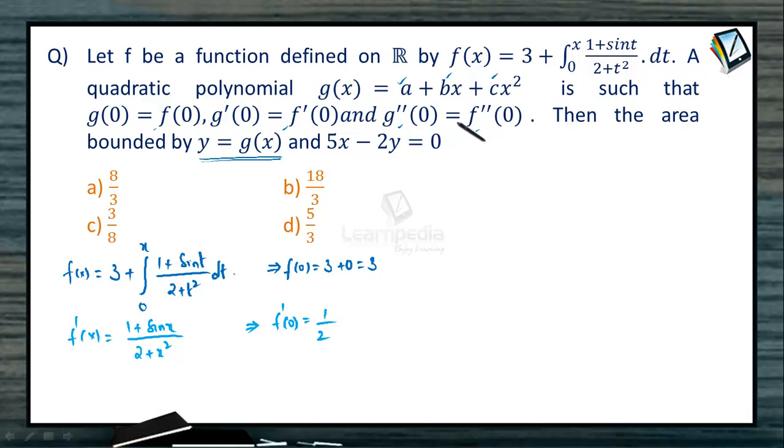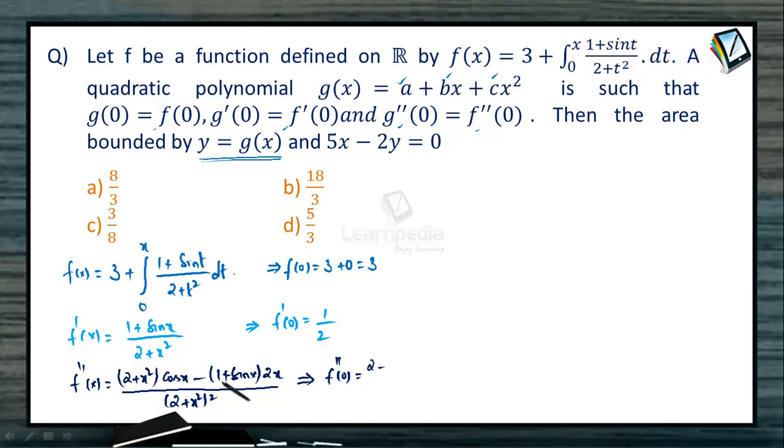From f dash x, we also need f double dash 0. So for that, let's calculate f double dash x, that is the derivative of f dash x. It would be (2 plus x square) times the derivative of 1 plus sin x, that is cos x, minus (1 plus sin x) times the derivative of 2 plus x square, that is 2x, by (2 plus x square) whole square. Once we have f double dash x, can we calculate f double dash 0? Yes. How much is f double dash 0? (2 plus 0) times cos 0, that is 1, that is 2, minus (1 plus sin 0) into 2 into 0, that is 0, by (2 plus 0) whole square, that is 4. So we get the value of f double dash 0 also as 1 by 2.